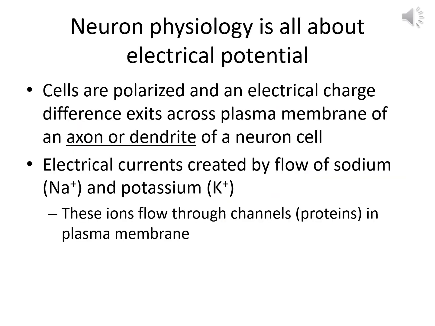The function of the neuron is really to send a message, but in doing so, it has to do some diffusion. Specifically, we'll be looking at sodium and potassium and how they move in and out of the neuron to create that electrical impulse or that message that moves down both the axon and the dendrite.